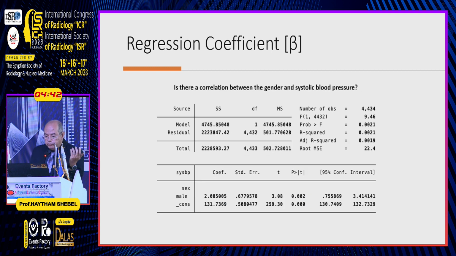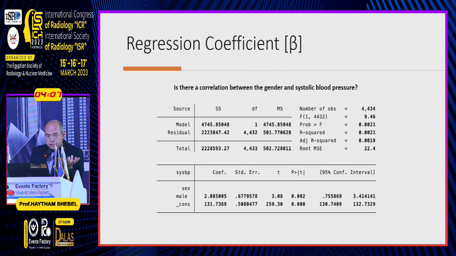This is an example of the other type of regression, with the gender. There is a difference between the genders, male and female, on the systolic blood pressure. This is another direction of your data. If we look at the coefficient here, the male is 2.08, and it is a significant correlation. So what does 2.08 mean? This means that if the patient is male, the pressure will be higher, by 2 millimeter mercury, than females.